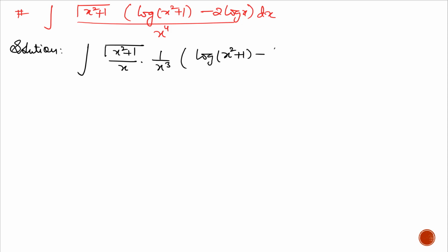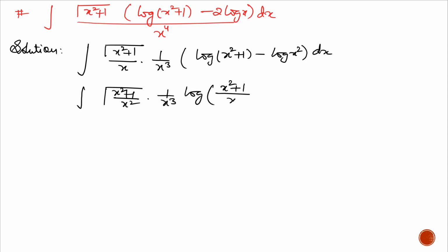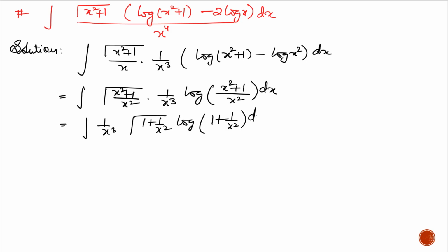Now in bracket we have log x square plus 1 minus log x square, because n log m is log m to the power n, and the formula of log m minus log n is log m upon n. Now we have the root of x square plus 1 divided by x square into 1 by x cube log x square plus 1 divided by x square with respect to x. It is 1 by x cube root of 1 plus 1 by x square log in bracket 1 plus 1 by x square with respect to x.